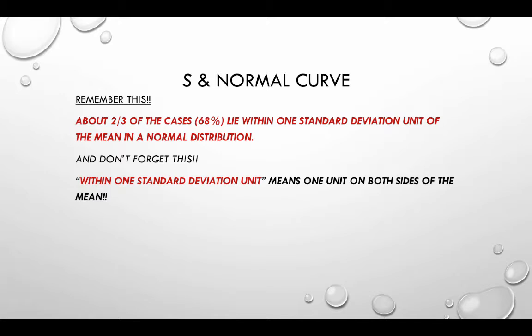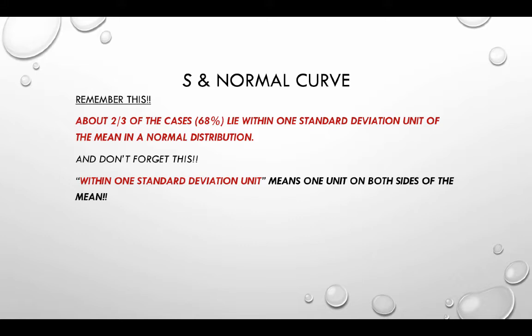One thing I want you to know right now is, I'm not asking you to figure out how to compute the standard deviation. That's not something we're talking about right now at all. I want you to simply know what it is and how you use it. So remember your normal curve we covered earlier in Part B. About 2/3 of the cases, so 68%, lie within one standard deviation unit of the mean in a normal distribution. Within one standard deviation unit means one unit on both sides of the mean.